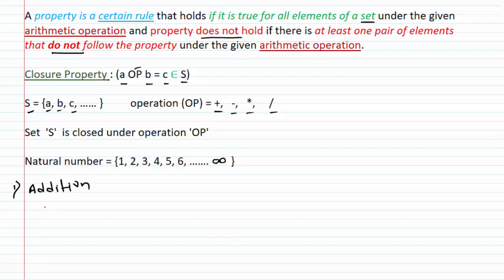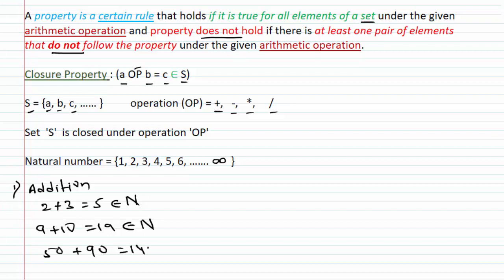So if we perform addition of two elements of natural number, we get 2 plus 3 equal to 5 which belongs to natural number. 9 plus 10 equal to 19, it belongs to natural number. 50 plus 90 equal to 140, it also belongs to natural number. Let's try for another operation, that is multiplication.